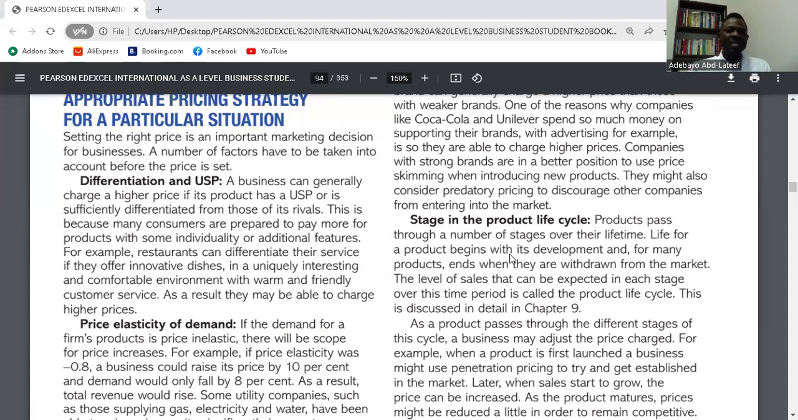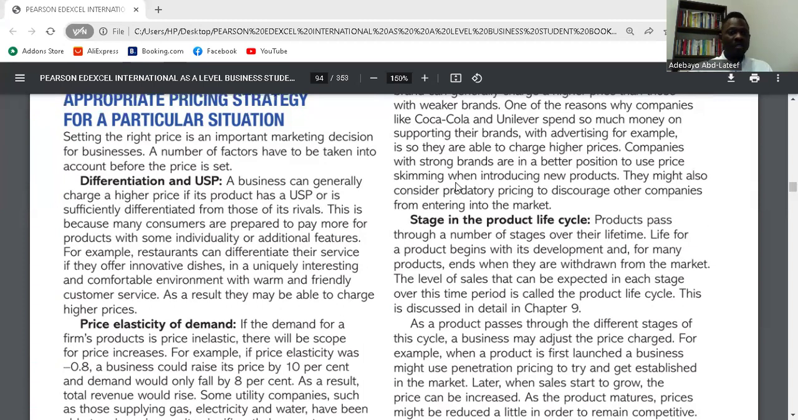This is because many consumers are prepared to pay more. I told you the other time, when you're talking about USP, you should be talking about what? Price. I said that when I was correcting you. You see what they said? They said, this is because many consumers are prepared to pay more. It is all about when there's product differentiation and USP. Just link it with price. It gives you a full mark.